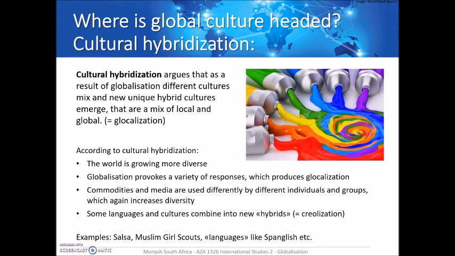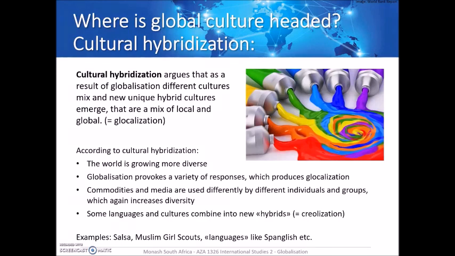And there is a mix of cultures, right? And the theory argues that globalization provokes a variety of responses which produce more glocalization. So basically what it argues is that, for example, a Zulu community in South Africa and a Shona community in Zimbabwe are not going to react the same way or be exposed the same way to globalization, and therefore very mixed responses to it or mixed ways of integrating global culture into local culture will emerge, which is going to contribute to diversify culture. That's what the theory argues, right?